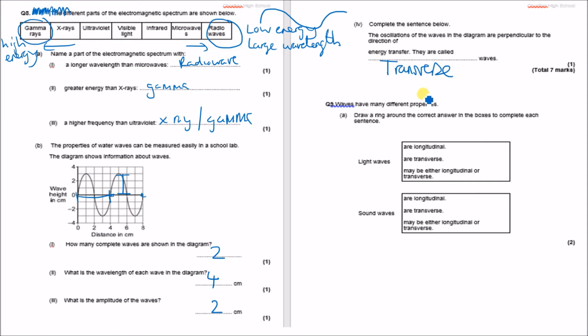Remember, this is a transverse wave, and you can see that because it's going up and down. So the vibration, the oscillation goes up and down, and the energy travels that way. And remember, I said that this makes a T for transverse. Right, draw a ring around the correct answer in the box to complete each sentence. Light waves are transverse and sound waves are longitudinal.